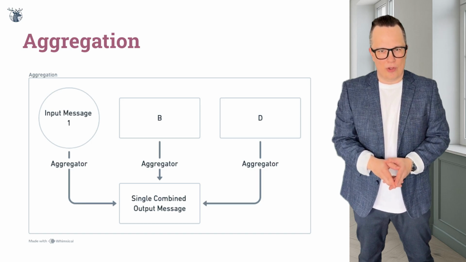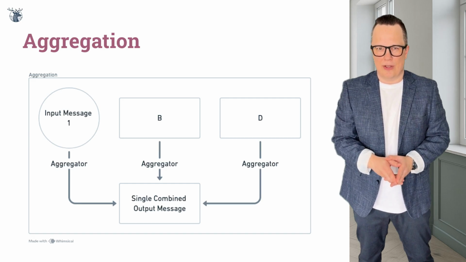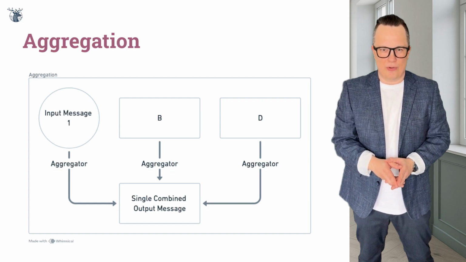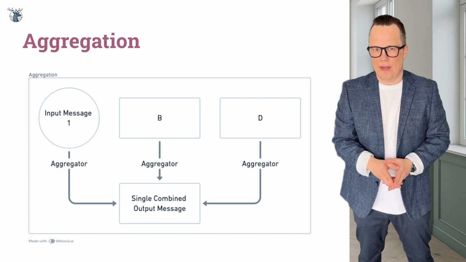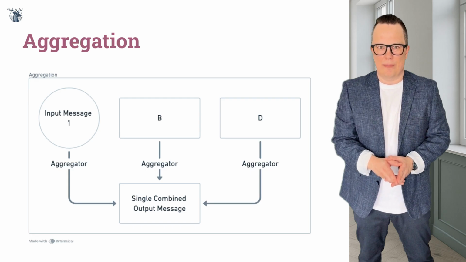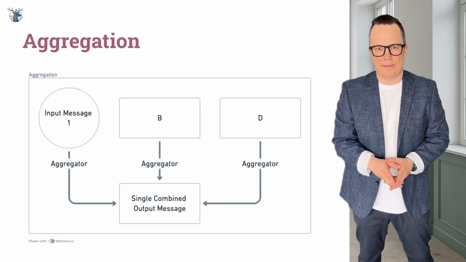Aggregation often involves correlation logic. That means the system needs to know which messages belong together. This can be based on an ID, a timestamp, or a specific flag. Once all required parts are received, the system can continue. Without aggregation, systems would either miss information or act too early.